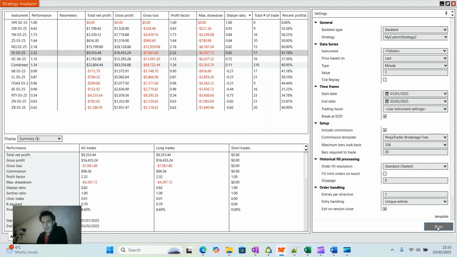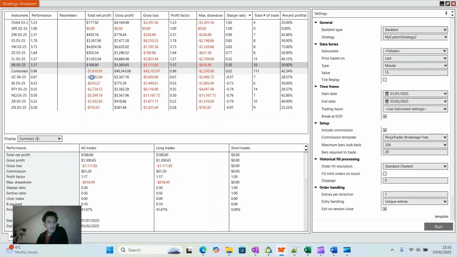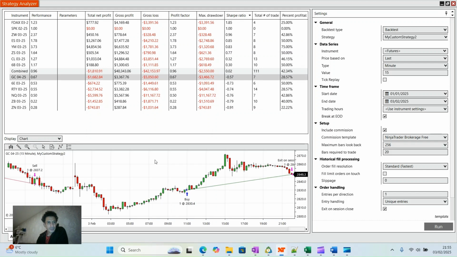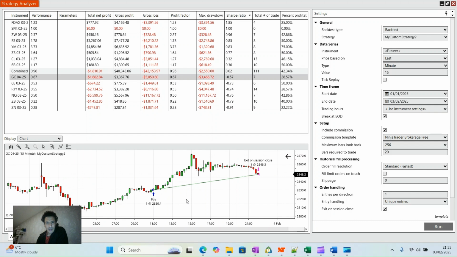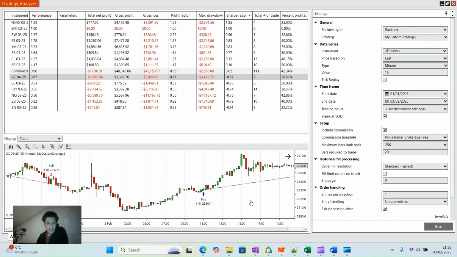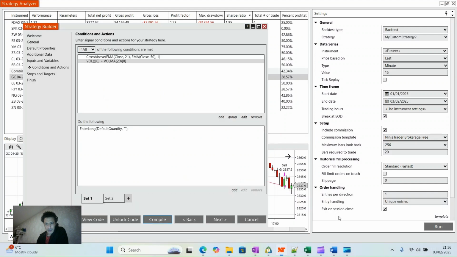Let's run another backtest. Let's see, for example, this GC. See the loss here. Short. You can see a very good buy here, but it's like the exit. I think if I had just closed it here, I would have made a decent profit. Let me go back and filter my strategy a little bit more.